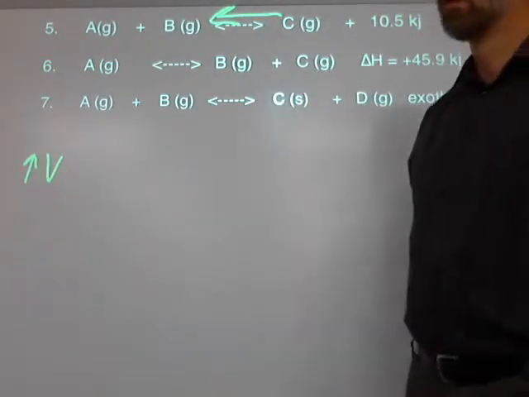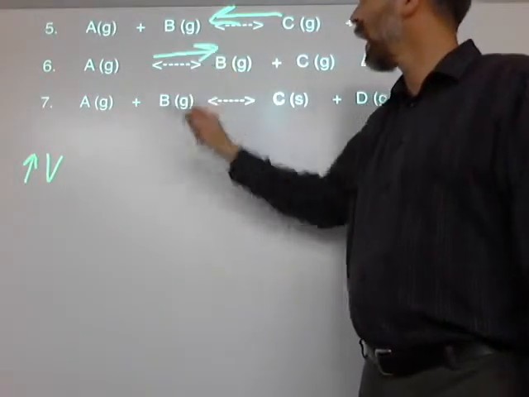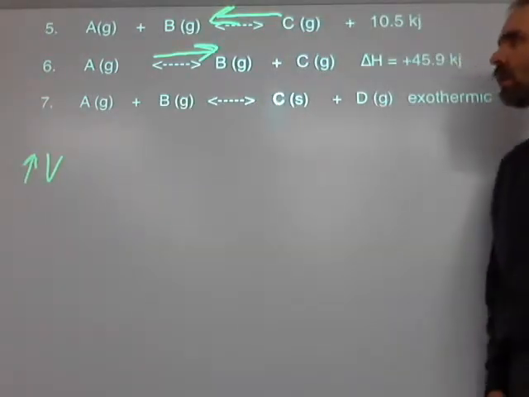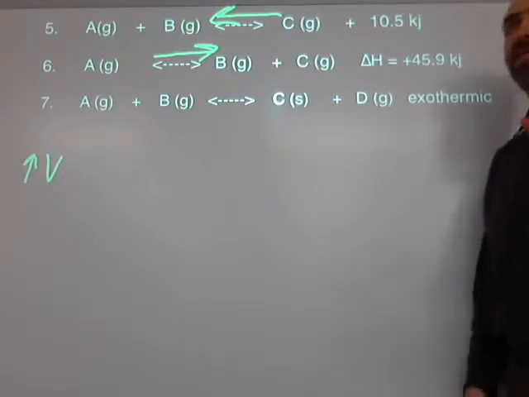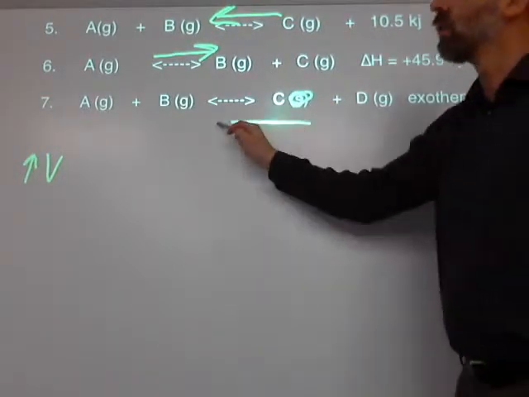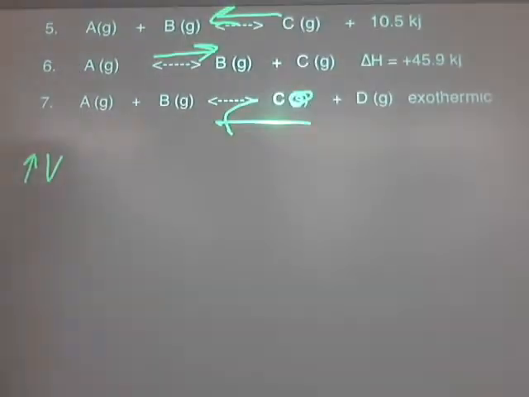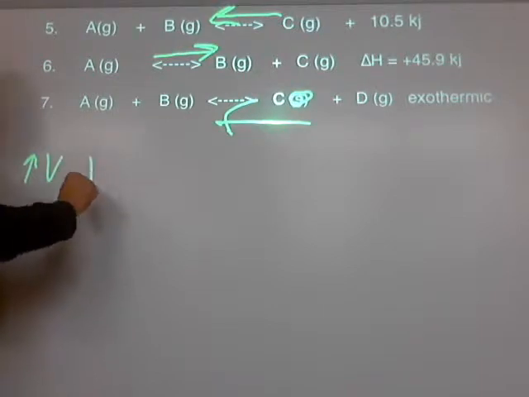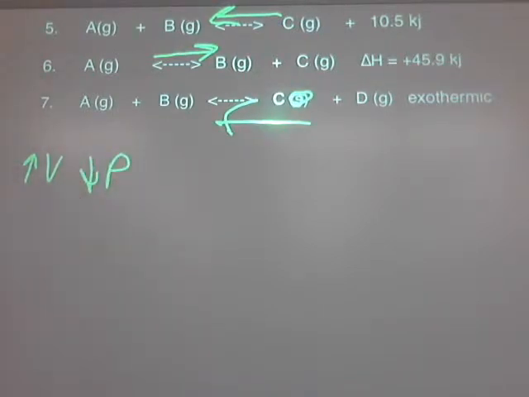How about this one? Forward for this guy. How about this one? A lot of people put neither for that in the first class because they didn't see the S there, right? It's going to favor the reverse. Okay? All right. Now, here's the beauty of this. The next one says it's going to decrease the pressure. It's exactly the same answers and logic.